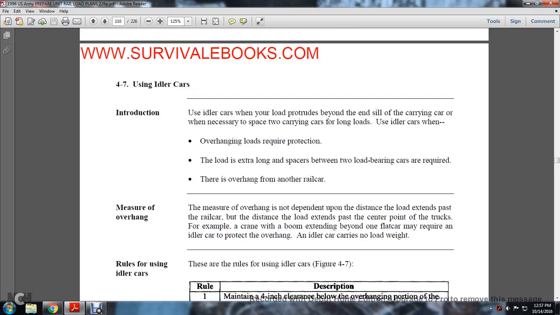4.7 Using an idler car. Use an idler car when the load protrudes beyond the end sill of the carrying car. It is necessary to space the two carrying cars for the loading. The idler car is used when an overhanging load is extra long. Two load-bearing cars are required, and the overhang extends over another railway car.